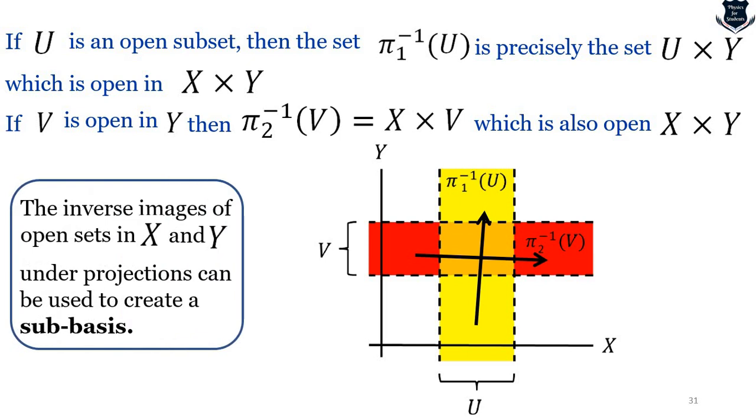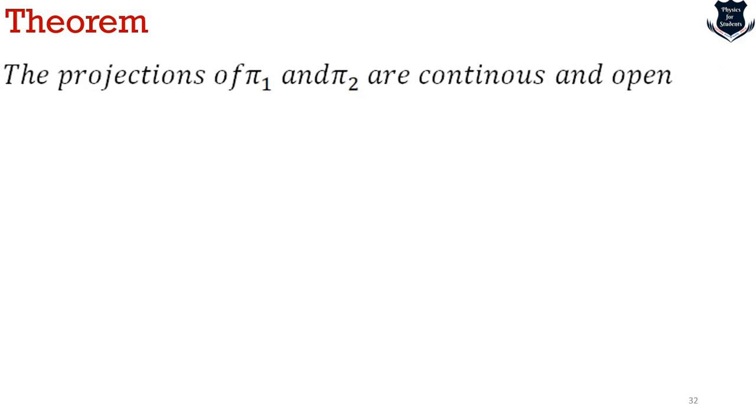The inverse images of open sets in X and Y under projections can be used to create something called a sub-basis, which we are not going to deal with in this video, but just to show you how the open sets in X and Y under projections take care of this. Now there is a simple theorem, which you are going to prove in a very simple way: the projections pi1 and pi2 are continuous and open.